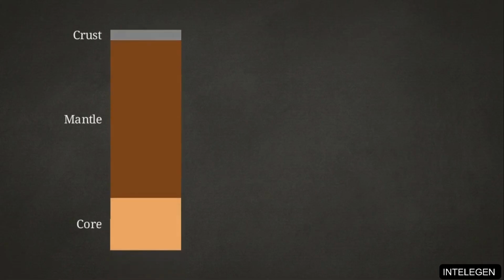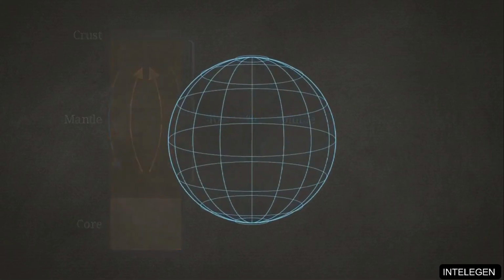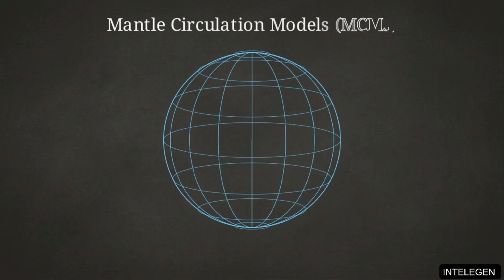The mantle constitutes approximately 40 to 45% of the Earth's total volume. It is not a static monolith, but a moving mass that transfers heat from the deep interior to the surface. To project how this internal flow drives tectonic plates, geodynamicists use mantle circulation models, or MCMs.